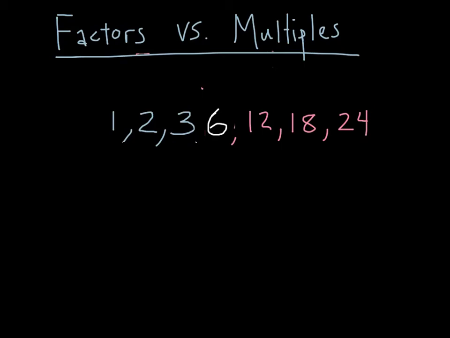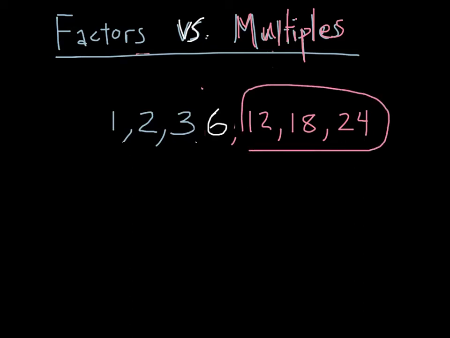And actually, to make the color coding match up here, I'm going to go over multiples in pink and keep the factors in blue. So here we have multiples. Here we have factors of 6, and then of course the number itself is a factor and a multiple of itself.